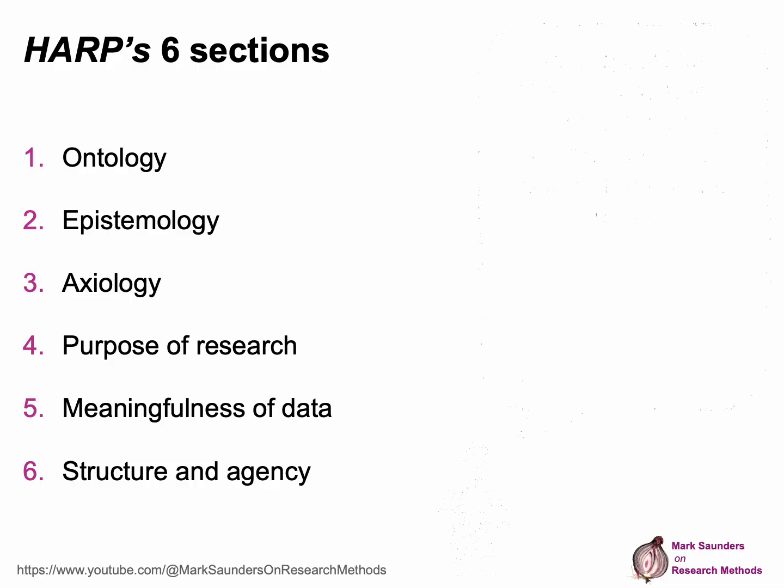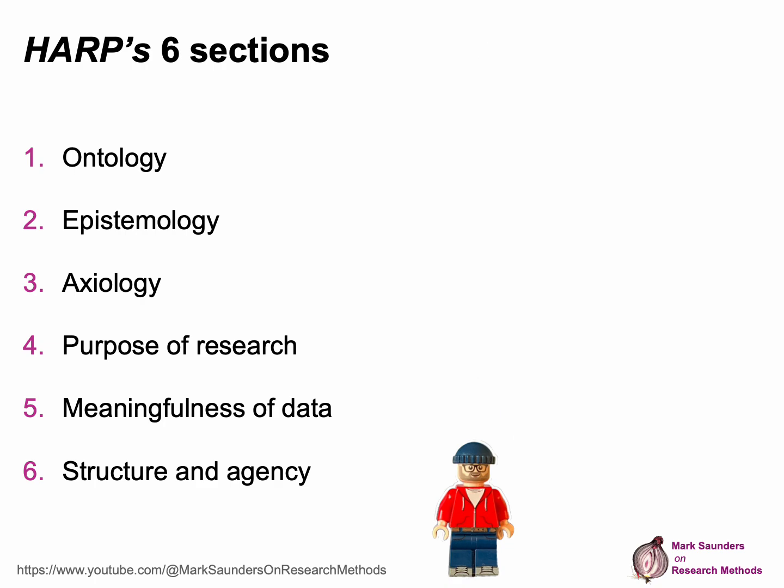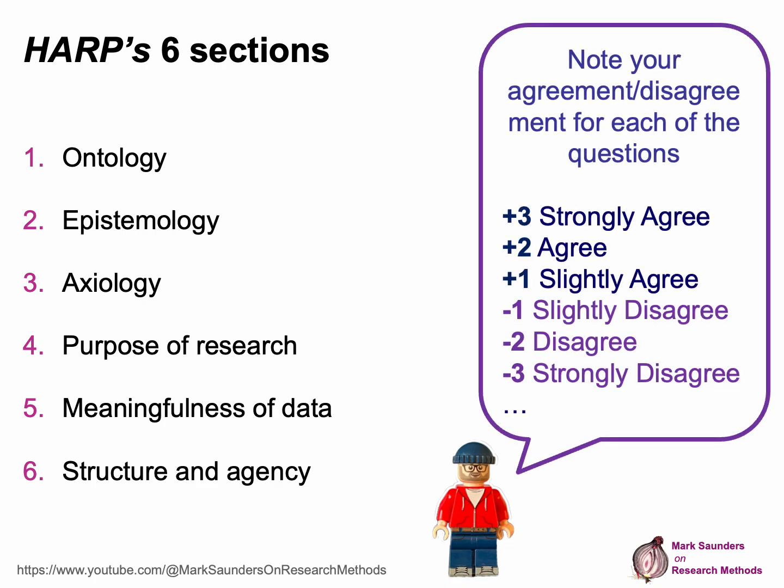Now, in preparation for you actually doing HARP, I'd like you to pause the video in a moment and get a piece of paper, and on the left-hand side note down the numbers 1 through 30. These are going to link to the 30 statements for which you're going to say whether you strongly agree, agree, slightly agree, slightly disagree, disagree, or strongly disagree. Eventually we're going to give a number to each of your answers. Where you strongly agree, we give it a +3, agree a +2, slightly agree a +1, slightly disagree a -1, disagree a -2, and strongly disagree a -3.